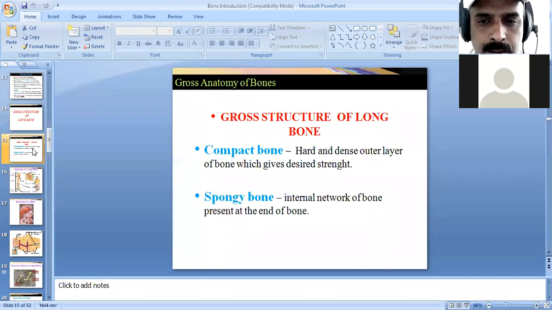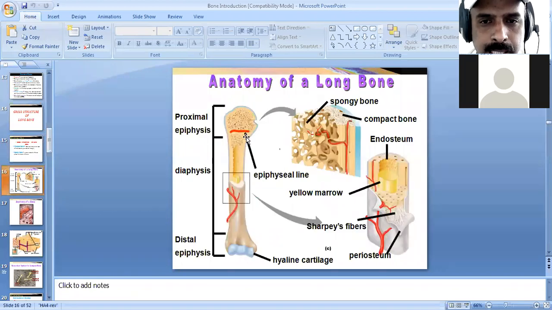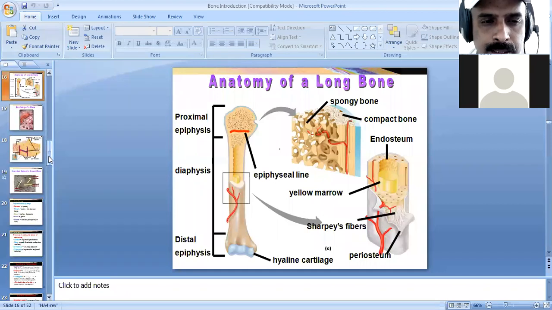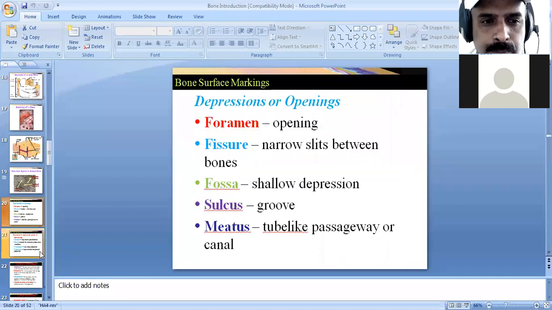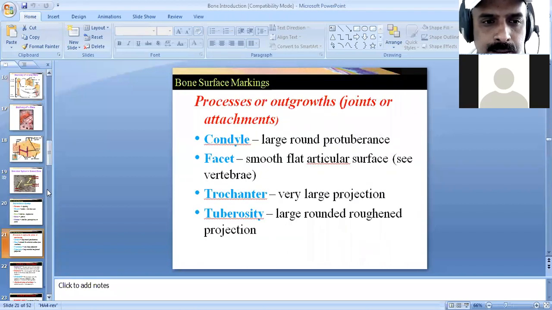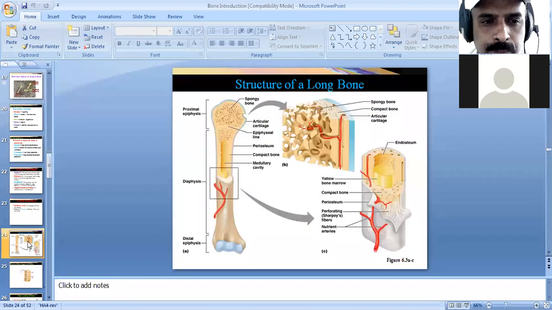Spongy bone is the internal network of bone present at the ends of the bone, that we call spongy. This spongy you can see here near the ends of the bone, and compact you are going to see here. So this is what you have to remember in the structure of the bone. After this, you have to know almost all the parts which you are going to see in the long bone.